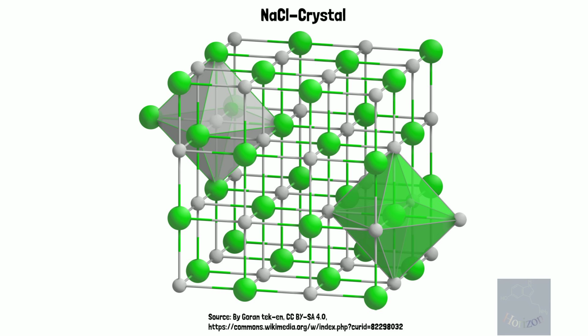The same is true for the chloride ions, as you can see from the green octahedron. Chloride ions are also surrounded by 6 sodium ions. This kind of bonding is characteristic for salts in general. Not all salt lattices look the same, and the coordination numbers, that is, which ion is surrounded by how many oppositely charged ions, can also be different.